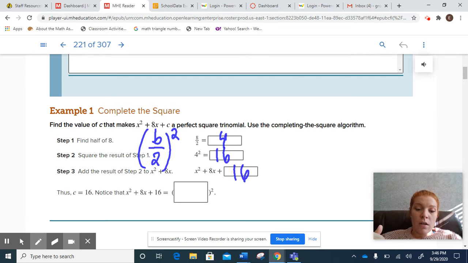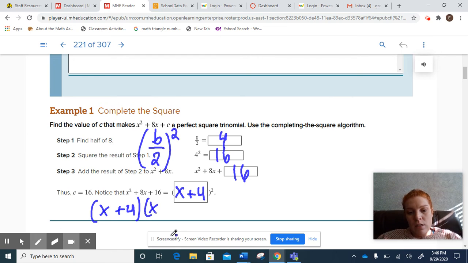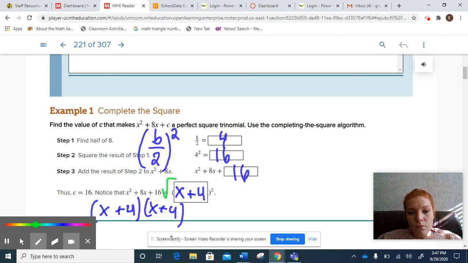Same thing with x squared. So it creates (x + 4) squared. Or if you wanted to write it out like this beforehand, it would be (x + 4)(x + 4). Okay. From there, you'll be able to square root this piece right here, which will get rid of the squared, and that's going to help you solve it the rest of the way.